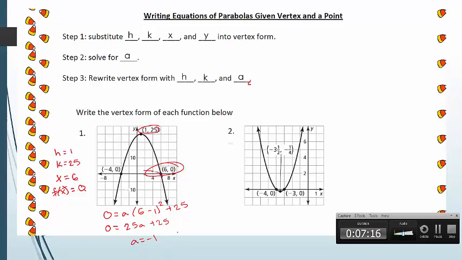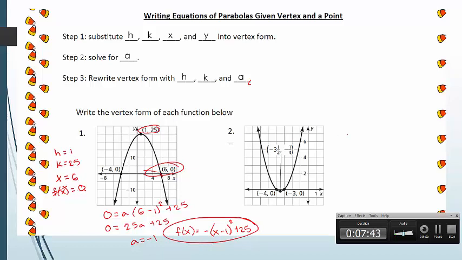So when I go to write my answer, I want to have f of x back in it. You can either write negative or negative 1. It's the same thing. Parentheses, so a times, we put x back in, but we replace h and k. So that's my equation in vertex form.